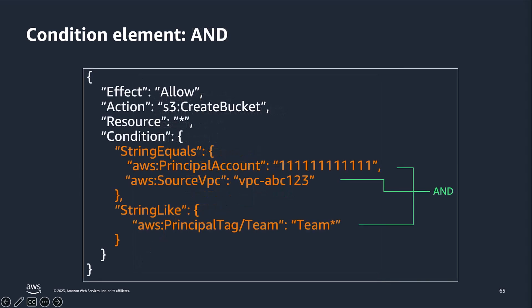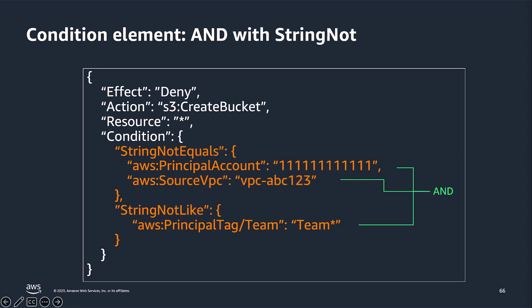Now, all condition keys in a request are logically ANDed together. This is true even if the operators have different names, as shown in this example with string not equals and string not like. Each condition key must evaluate to true independently for the policy statement to match. This policy allows the creation of an S3 bucket if the principal belongs to the all ones account and the request originates from VPC ABC123 and the value of the tag on the principal with key of team starts with team. Again, don't get too caught up with the actual condition values here. Focus on the Boolean logic.